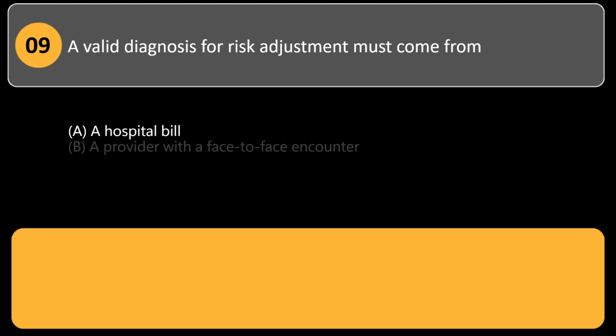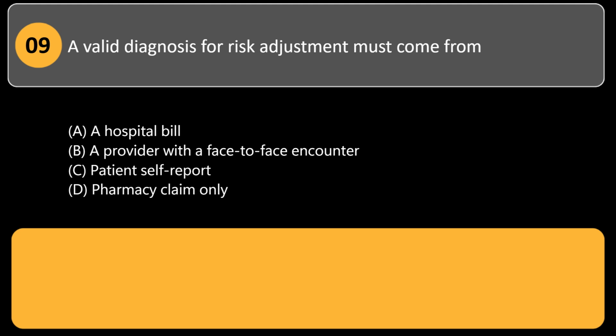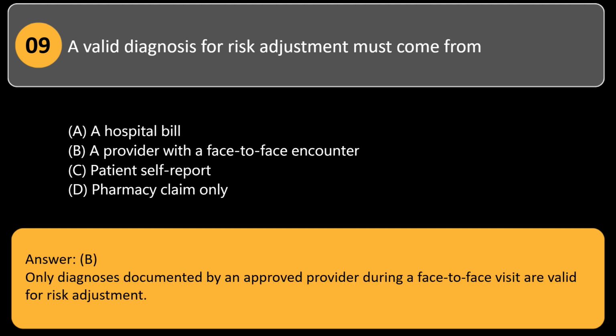A valid diagnosis for risk adjustment must come from: A. A hospital bill. B. A provider with a face-to-face encounter. C. Patient self-report. D. Pharmacy claim only. Answer B. Only diagnoses documented by an approved provider during a face-to-face visit are valid for risk adjustment.